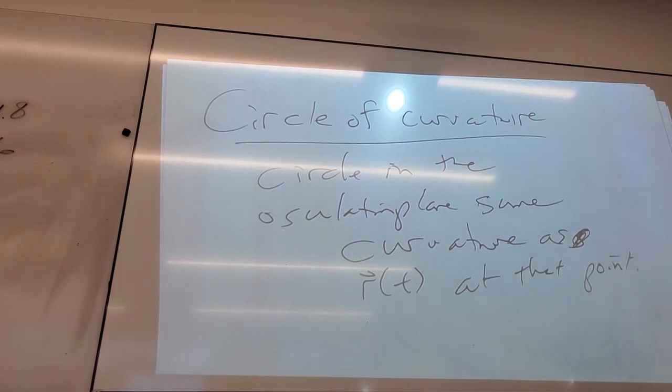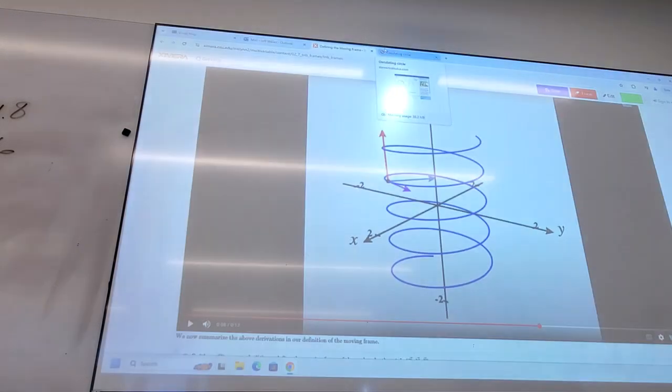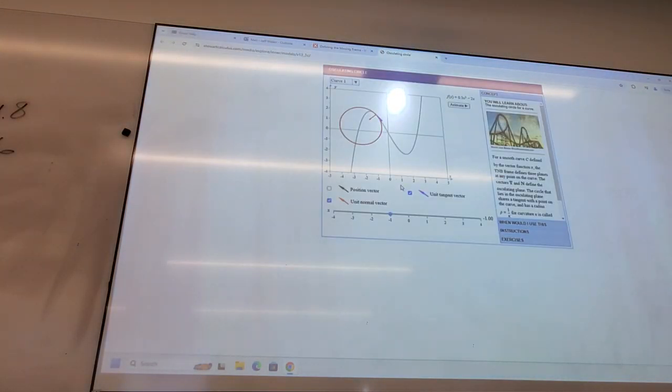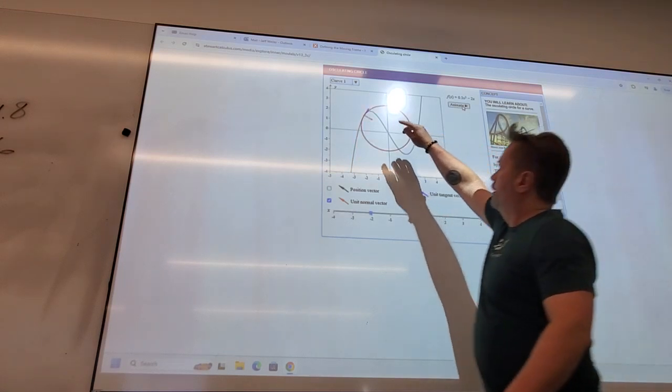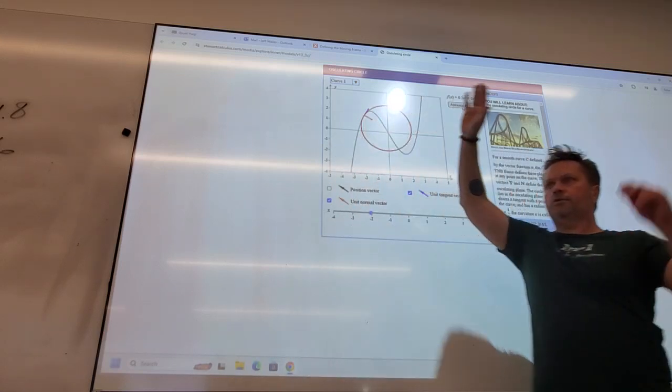So let me show you a picture of this weird dude. Ready? Let me start him over. All right, now watch. So right there, the curvature at that point, if I just continue to draw it out, it makes that circle. That circle lives in the plane.